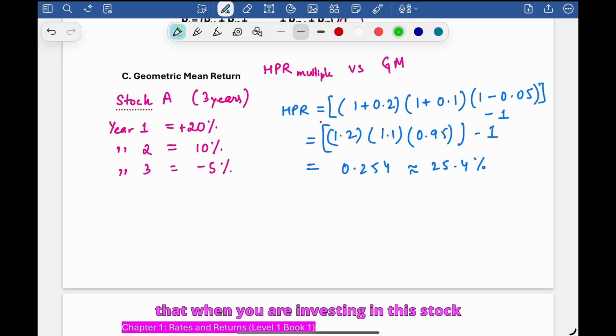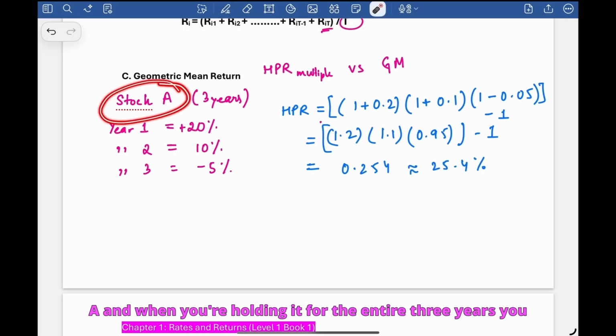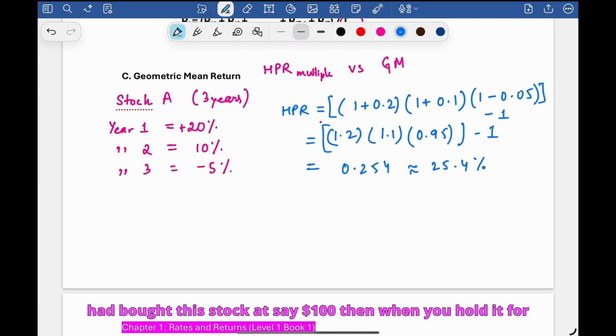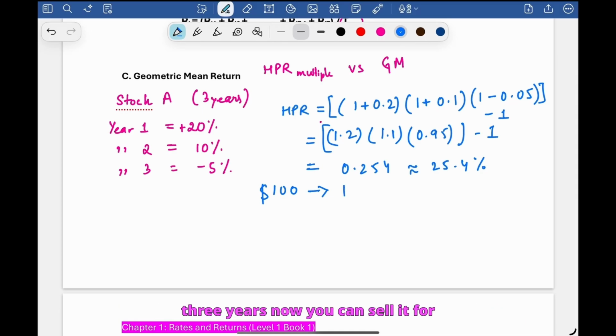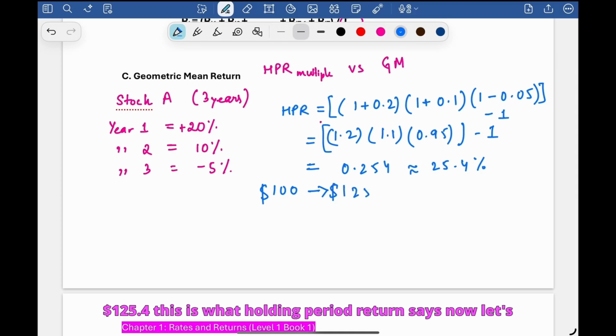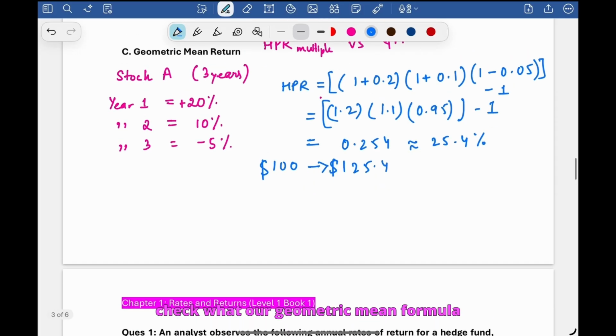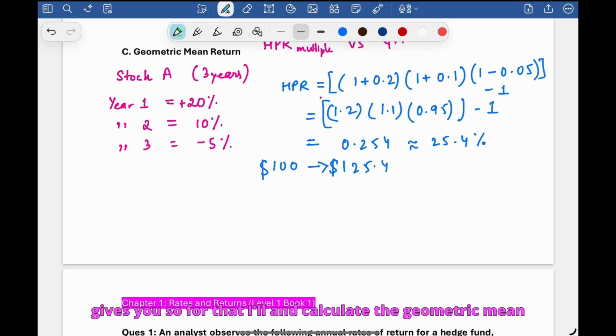So when you are investing in this stock A and holding it for the entire 3 years, you are getting a return of 25.4%. If you had bought this stock at, say, $100 and held it for 3 years, now you can sell it for $125.4. This is what holding period return says. Now let's check what our geometric mean formula gives here. So I'll calculate the geometric mean.